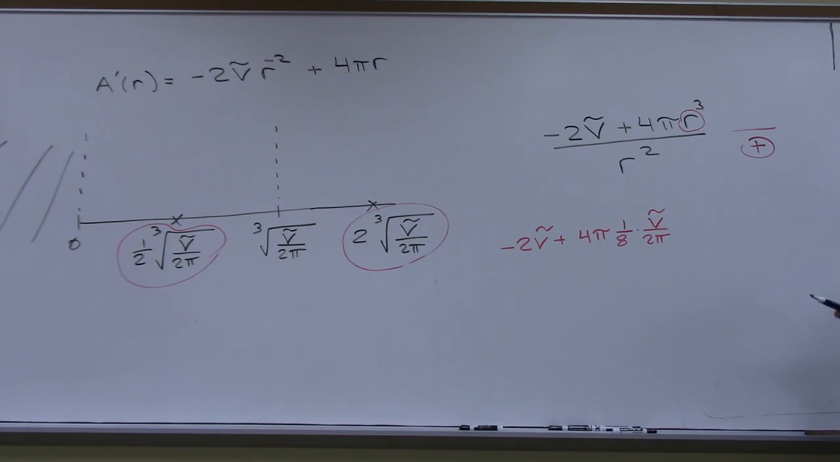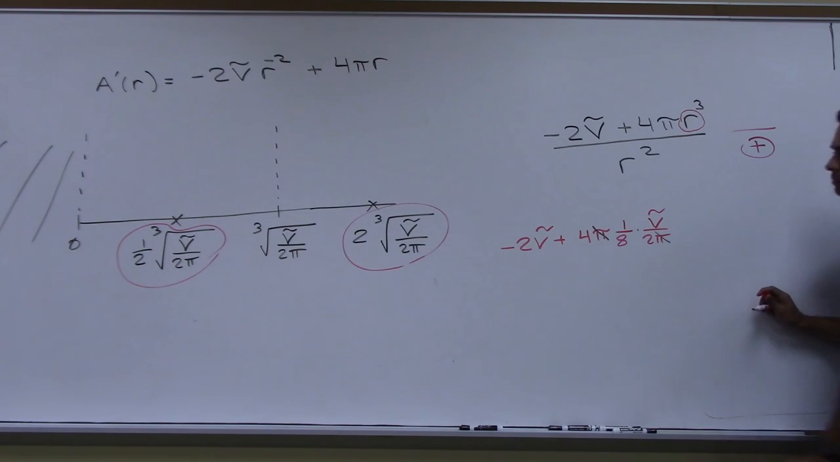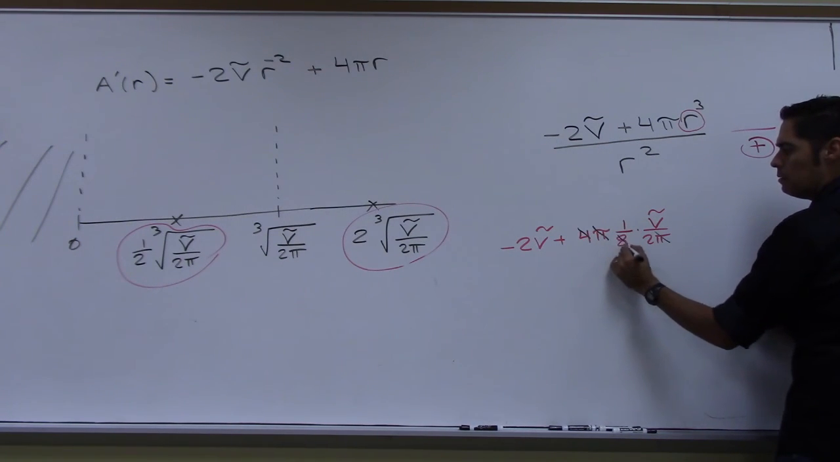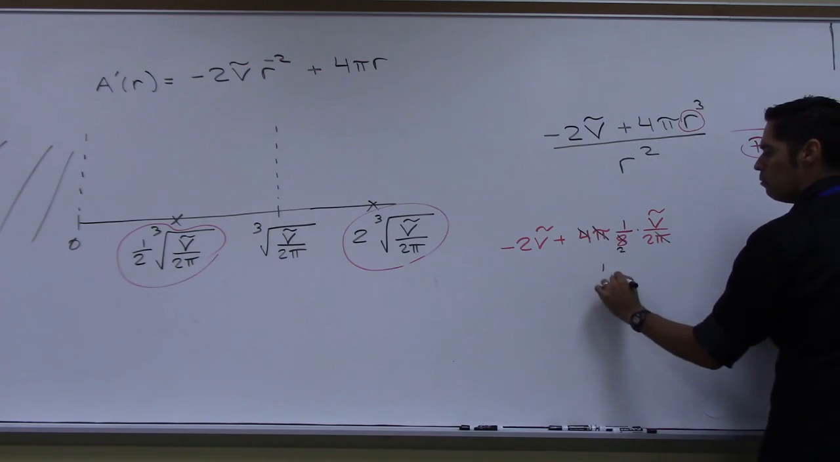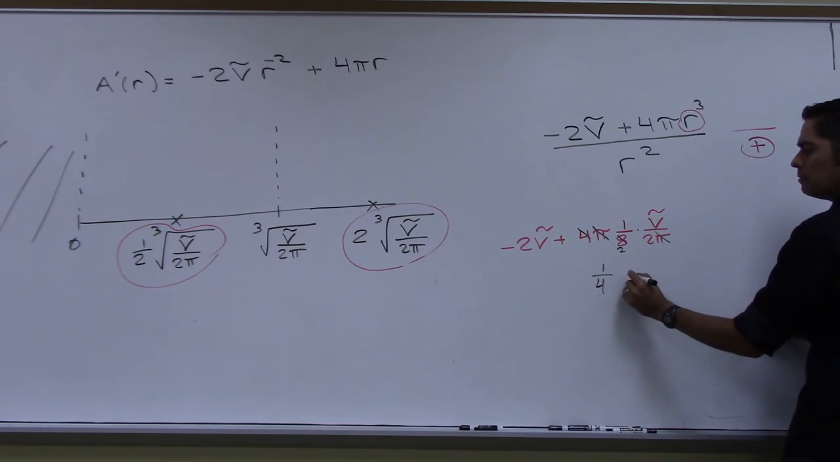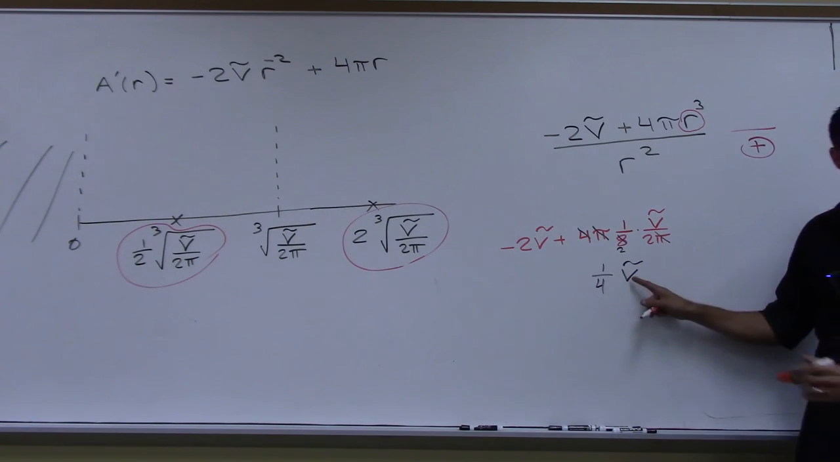What happens to this? Well, pi would be canceled. Pi's cancel. 8 would be canceled, it would become 2. That'd be 4 pi, 1/4 pi. There's no more pi. So v tilde on top, and that's just 1/4 v tilde, right?